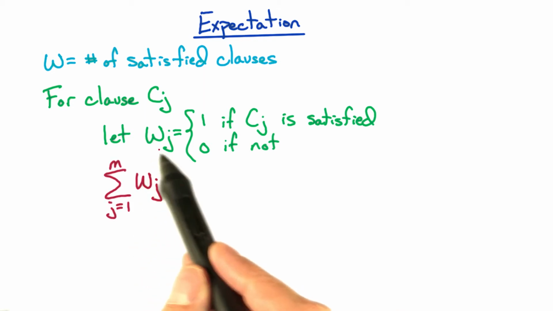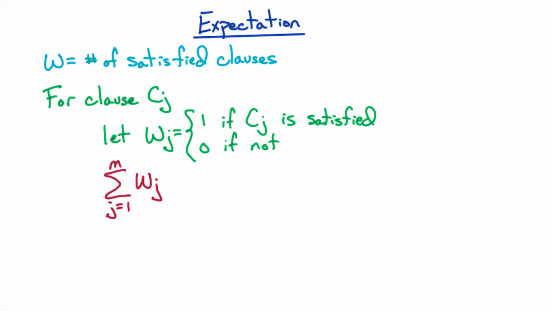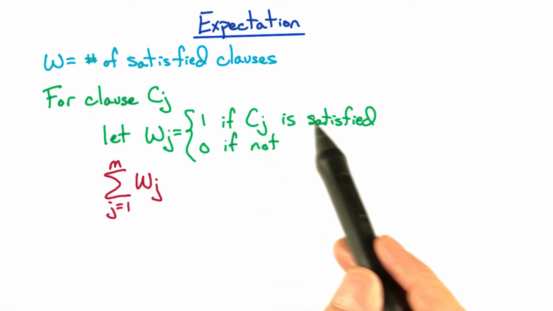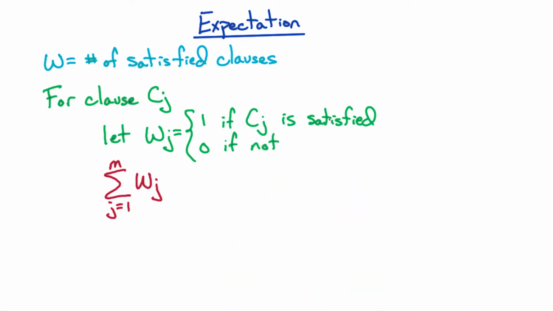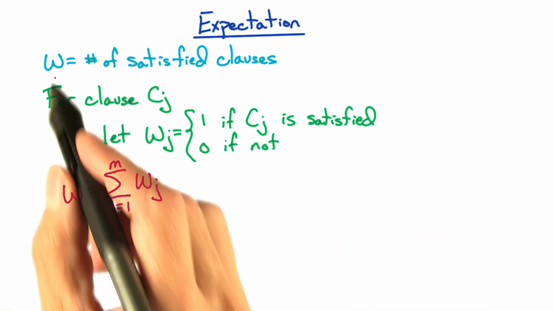Now what happens if we sum this quantity over all clauses? So we look at the sum for j going from 1 to m of W sub j. Well, we get a 1 for every clause which is satisfied, and 0 if it's not satisfied. So this gives us the total count of the number of satisfied clauses. Therefore, it's equal to capital W.